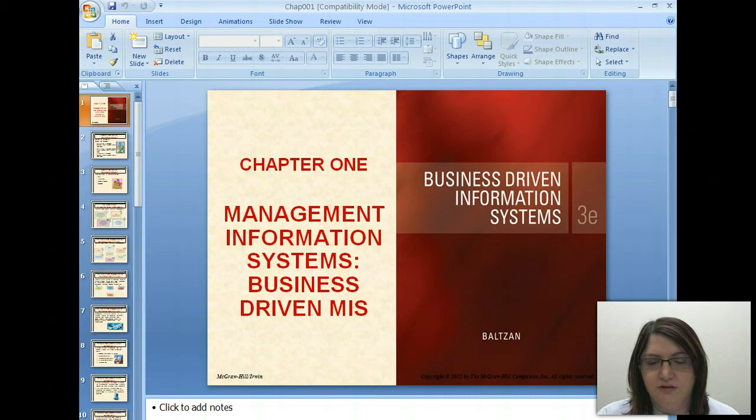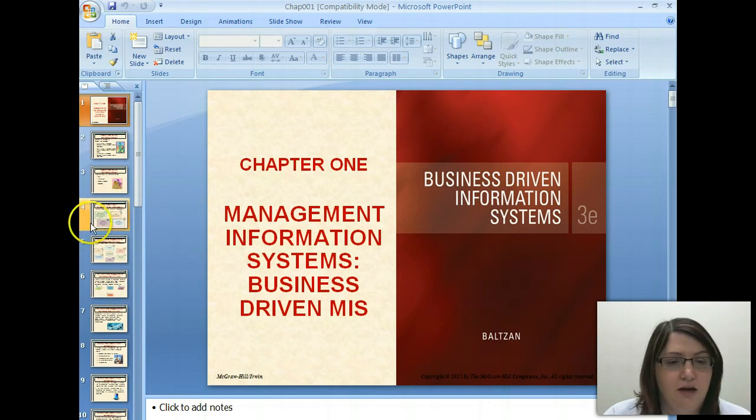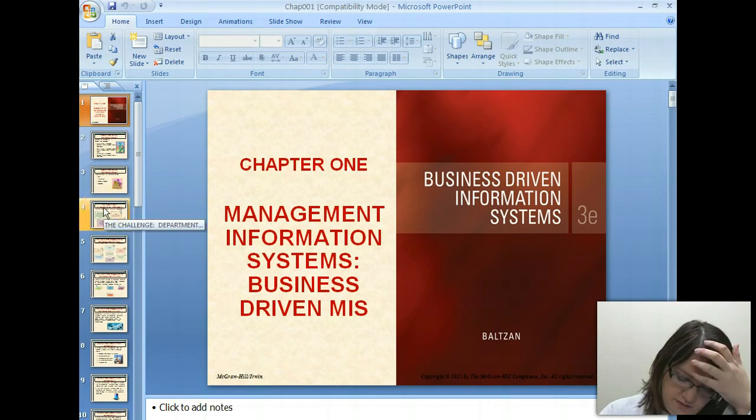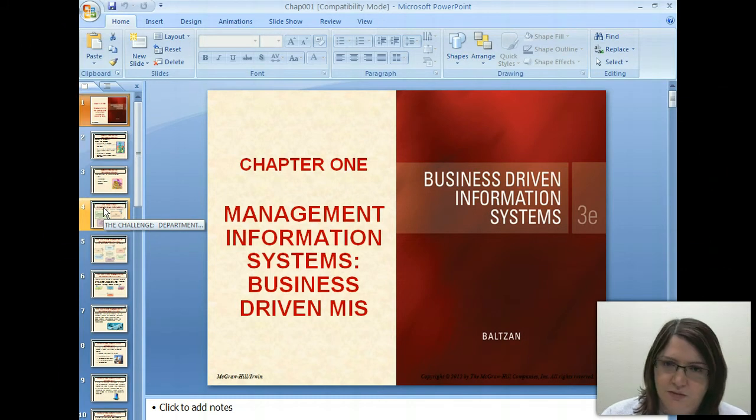Okay, so what we're going to talk about today is Chapter 1. Chapter 1 is essentially an overview of management information systems. It's going to go into some terminology. You're going to go into systems thinking, which I'll explain. And then you'll also learn about some competitive strategies and a value chain analysis at the end.